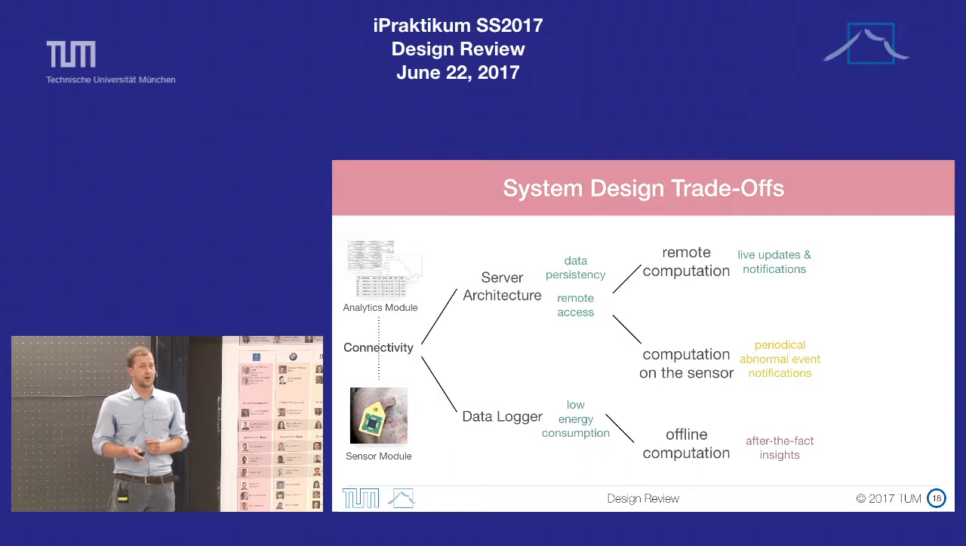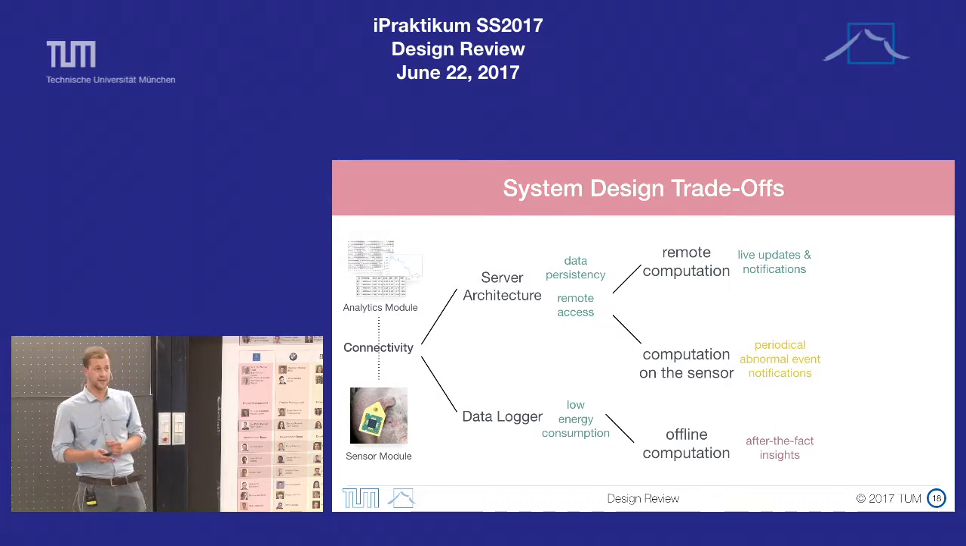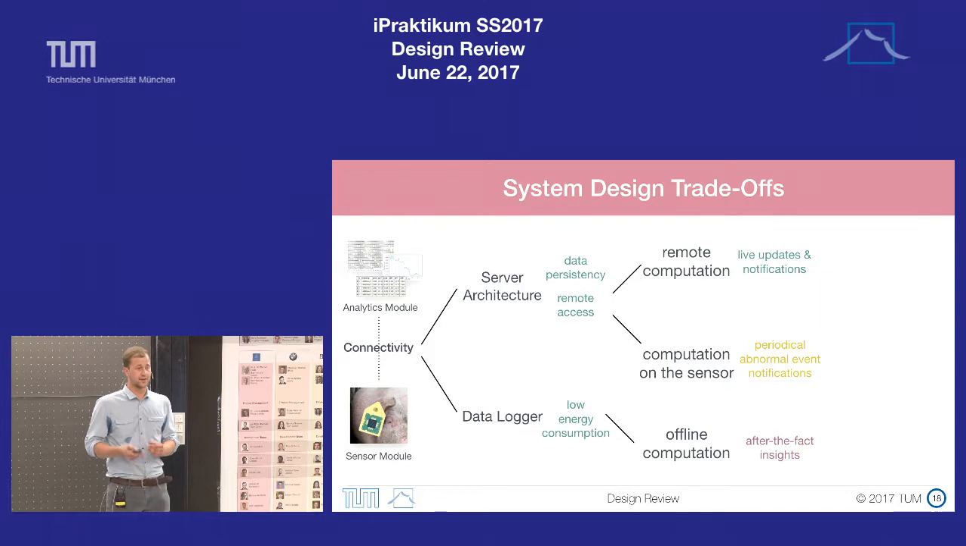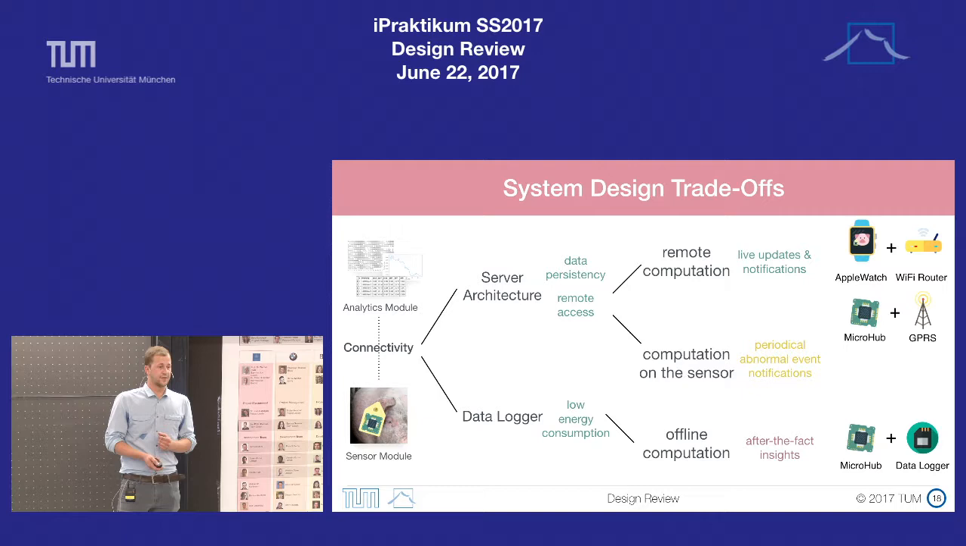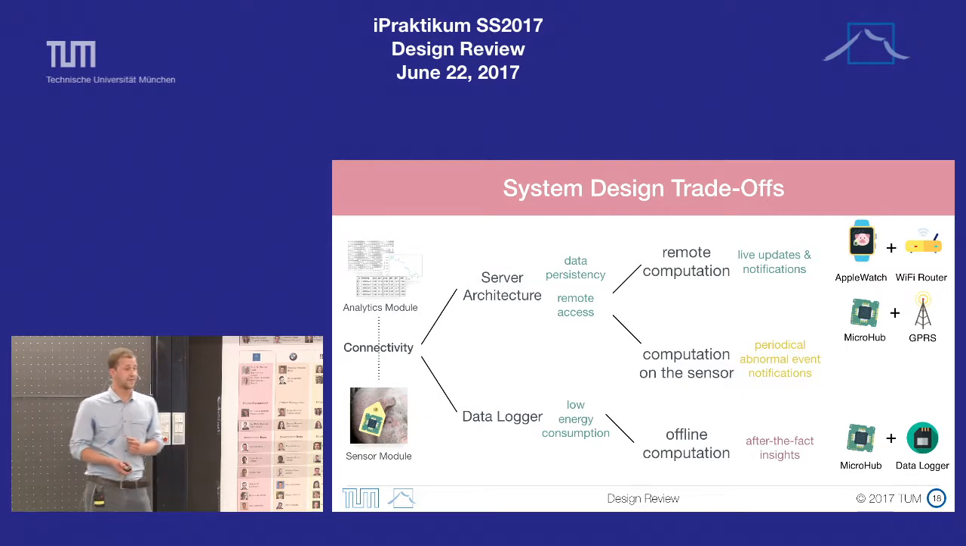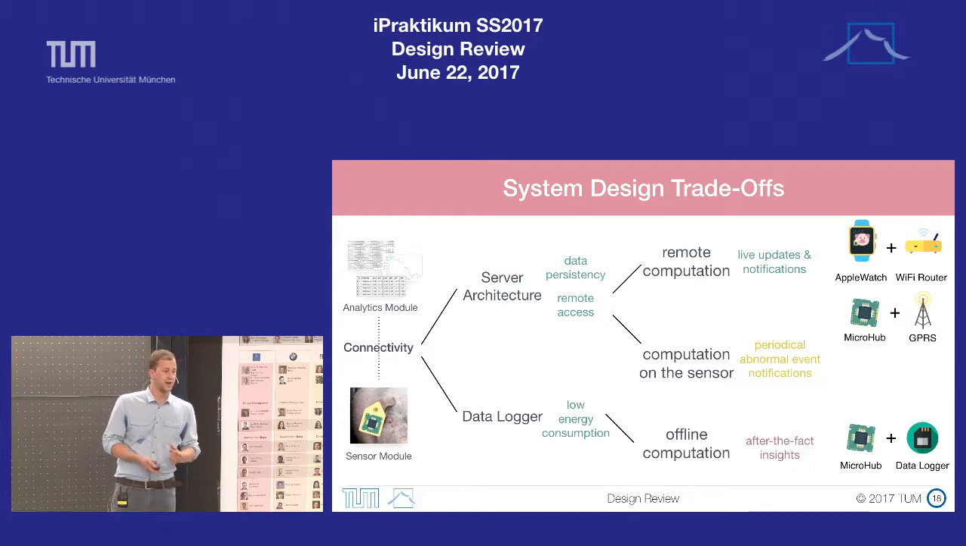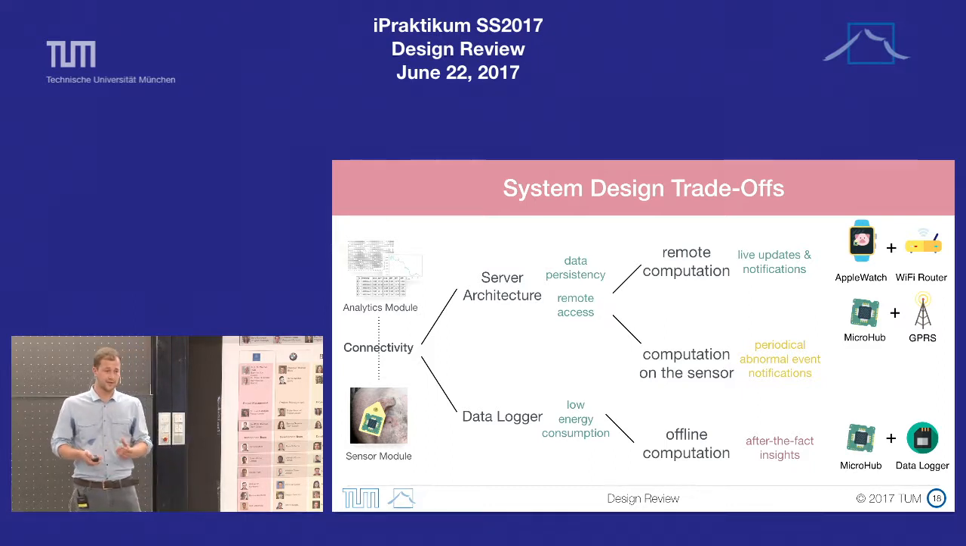The next thing we have to think about is where the actual classification would take place. We can classify it on the server, which would again go for the live updates, or do the computation on the sensor, which would only do it periodically, and unusual data would be pushed to the notifications, or we do an offline computation, which would basically mean after-the-fact insights. We had the Apple Watch already in our test environment. We are now trying to go for either the micro hub, which is just a custom chip with a GPRS module, or a data logger.